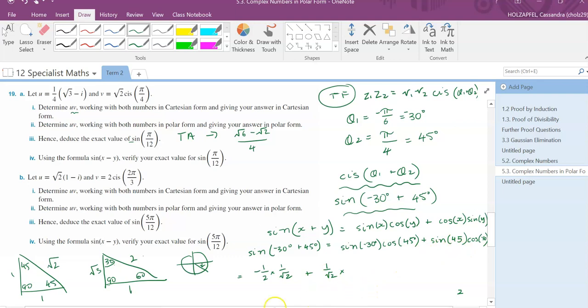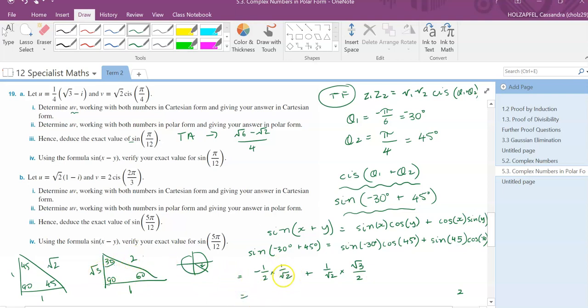So sine of 45 is going to be the opposite over the hypotenuse, which is also going to be 1 over root 2. And then cos of negative 30. Now in this particular axis, cos is still positive. So this is going to be times by positive root 3 over 2. So if we look at cos, it's going to be the adjacent over the hypotenuse.